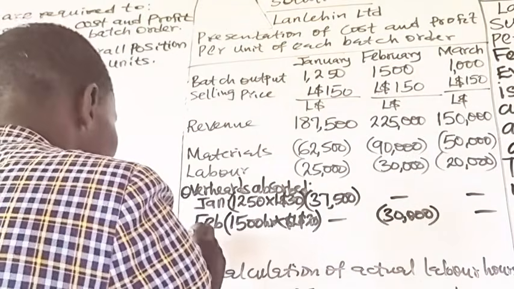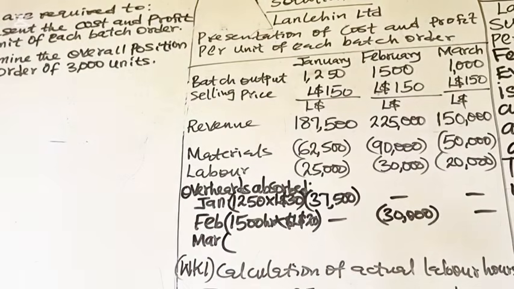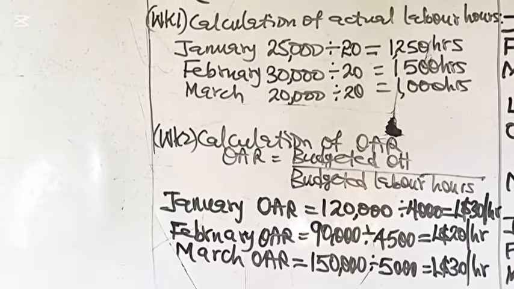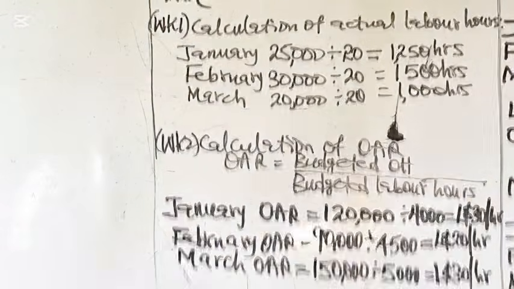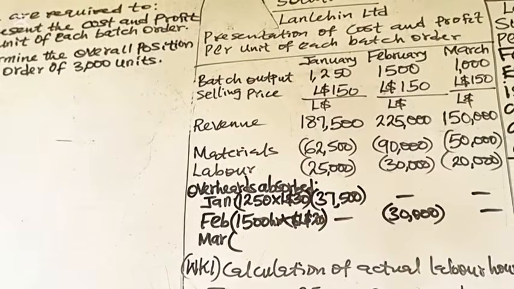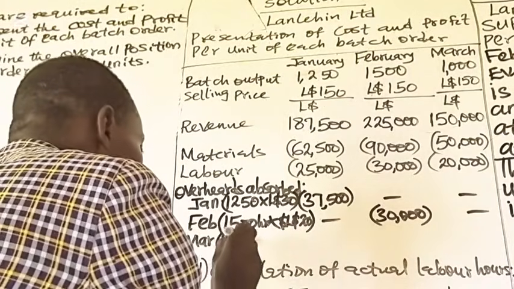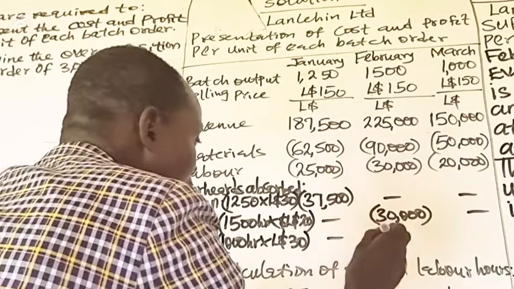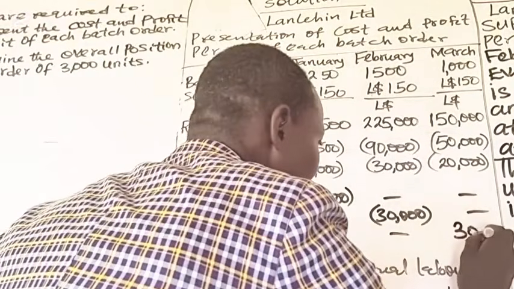In the month of March, the actual labor hour has been calculated, and we got that to be 1,000 hours. Then the overhead absorption rate in March is 30. 1,000 times 30 will give you the amount of overheads absorbed in the month of March. So we have 1,000 hours times 30 Liberian dollar. That gives us 30,000.